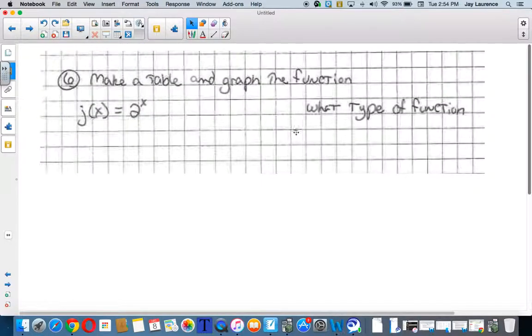Okay, here's number 6. Make a table and graph the function. What type of function is it? I'll let you pause.